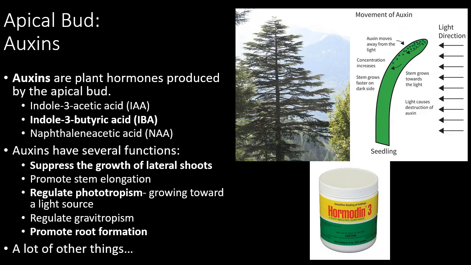Another thing that auxins do that's very important in horticulture is they regulate phototropism. Phototropism is a behavior of stems where they will grow toward a light source.